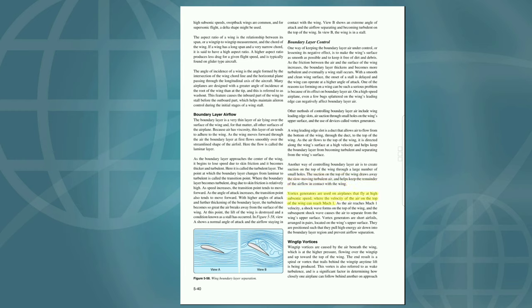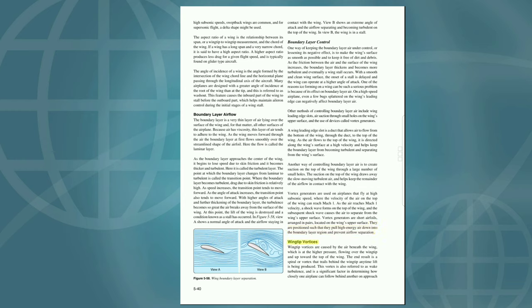Vortex generators are used on airplanes that fly at high subsonic speed, where the velocity of the air on the top of the wing can reach Mach 1. As the air reaches Mach 1 velocity, a shock wave forms on the top of the wing, and the subsequent shock wave causes the air to separate from the wing's upper surface. Vortex generators are short airfoils, arranged in pairs, located on the wing's upper surface. They are positioned such that they pull high-energy air down into the boundary layer region, and prevent airflow separation.